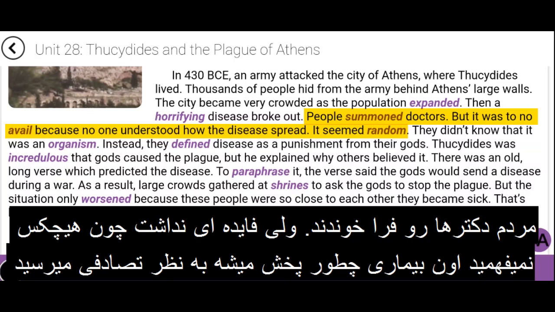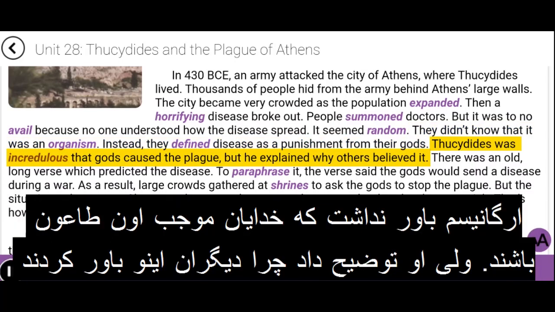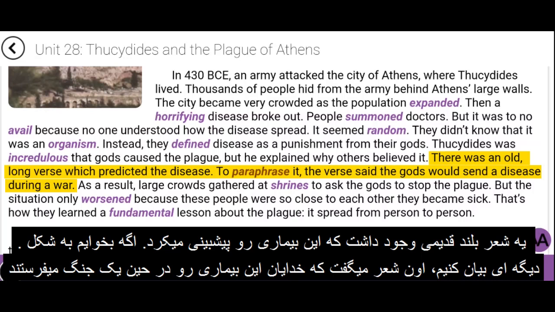It seemed random. They didn't know that it was an organism. Instead, they defined disease as a punishment from their gods. Thucydides was incredulous that gods caused the plague, but he explained why others believed it. There was an old long verse which predicted the disease. To paraphrase it, the verse said the gods would send a disease during a war.